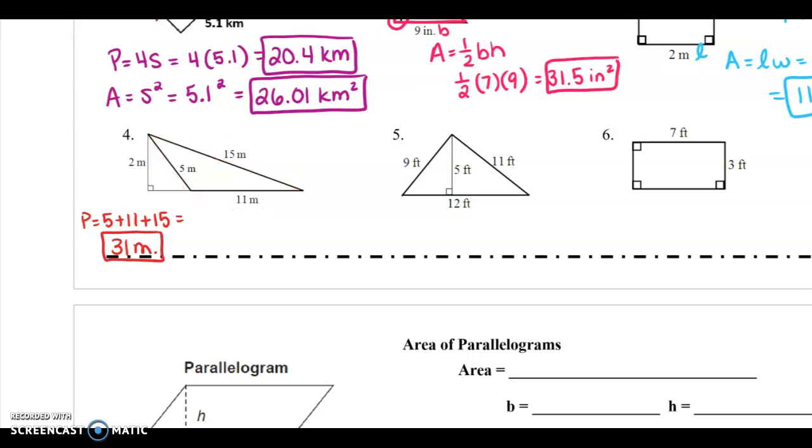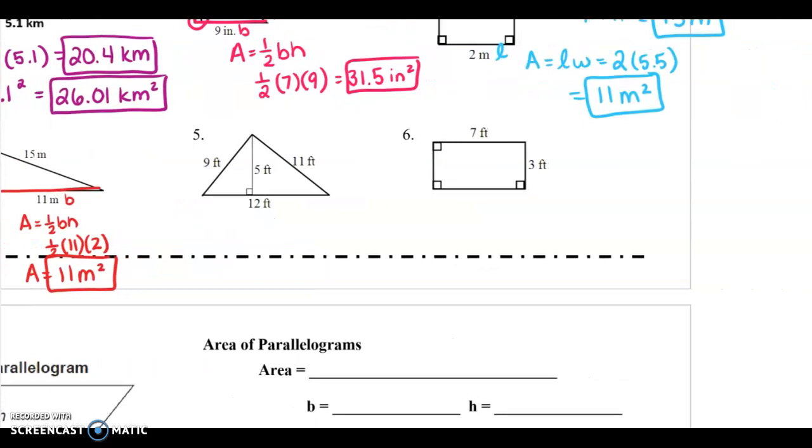And then for my area, it's 1/2 base times height. Remember, look for the 90 degrees. That's going to tell you what your base is. Your base is 11 and your height is 2. So it's 1/2 times 11 times 2, which is going to give me an area of 11 meters squared.